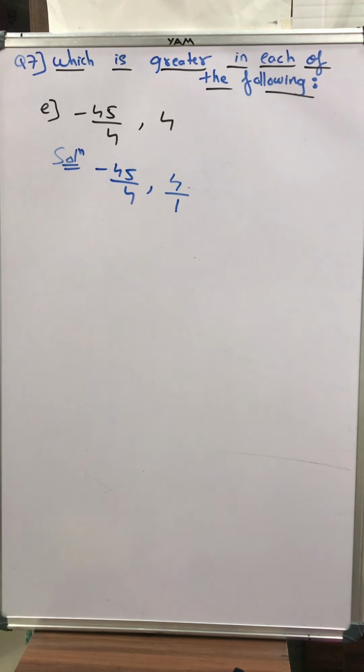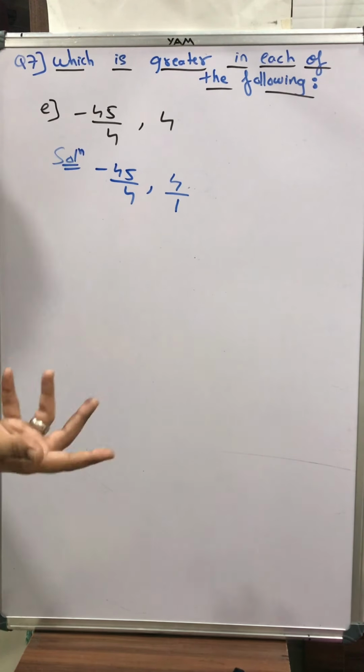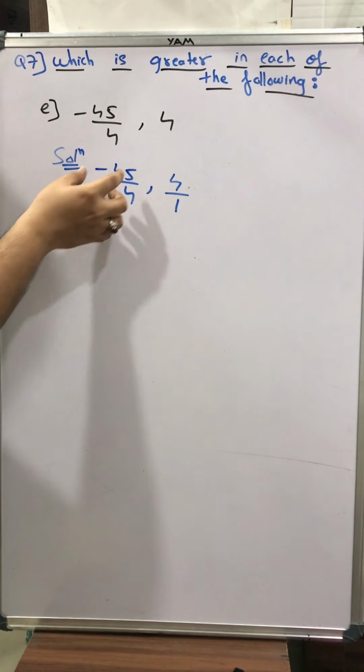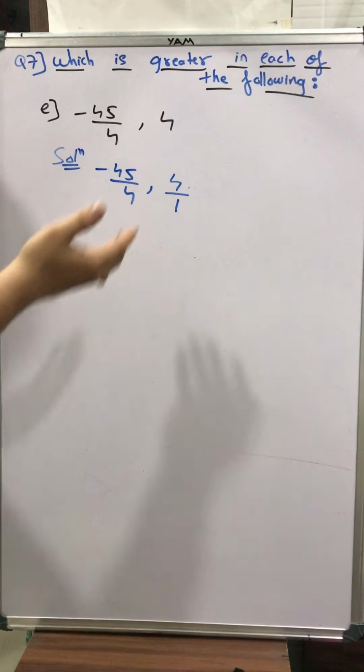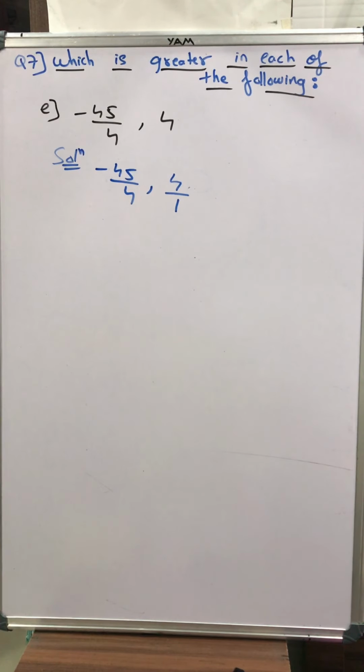Yes. So students, now it's a very difficult sum. Huh? Please pay attention. It will take, I think, an hour or something. It's a very difficult sum. Now students, please see here, we have to decide whether the fraction minus 45 upon 4 is greater, or 4 upon 1 is greater. Oh my god, I have to do LCM and so on and on. I repeat my steps, students. Don't rote learn the procedure.